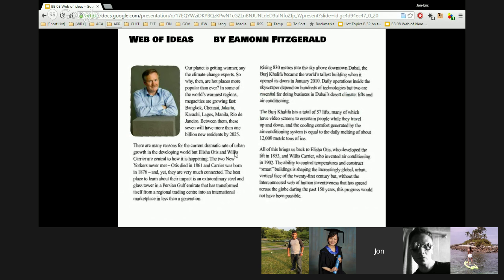Elisha Otis. I think it's paragraph 3. It talks about, no, it talks about the weather condition. Okay. It doesn't really. Oh, there we go. It's the next one. It's 1, 2, 3, 4, 5. All of this brings us back to Elisha Otis, who developed the lift in 1853, and Willis Carrier, who invented air conditioning. The ability to control temperatures and construct smart buildings is shaping the increasingly global, urban, and vertical face of the 20th century. It doesn't really tell us much about it. But anyway, there you go.